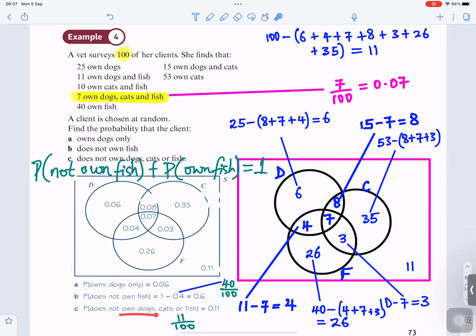Probability of does not own dogs, cats, or fish. That means does not own dogs, cats, or fish. You remove all of those. It's 11 out of 100, which is 0.11.